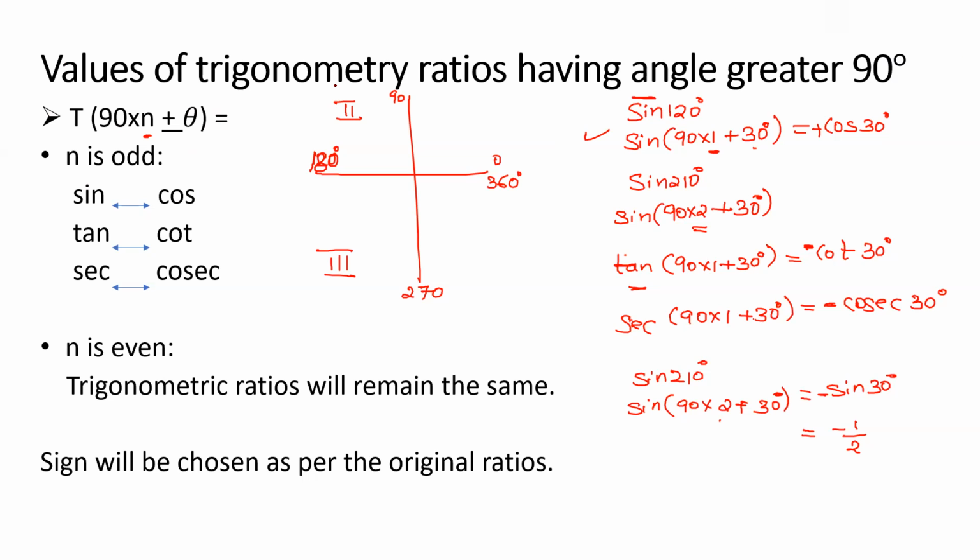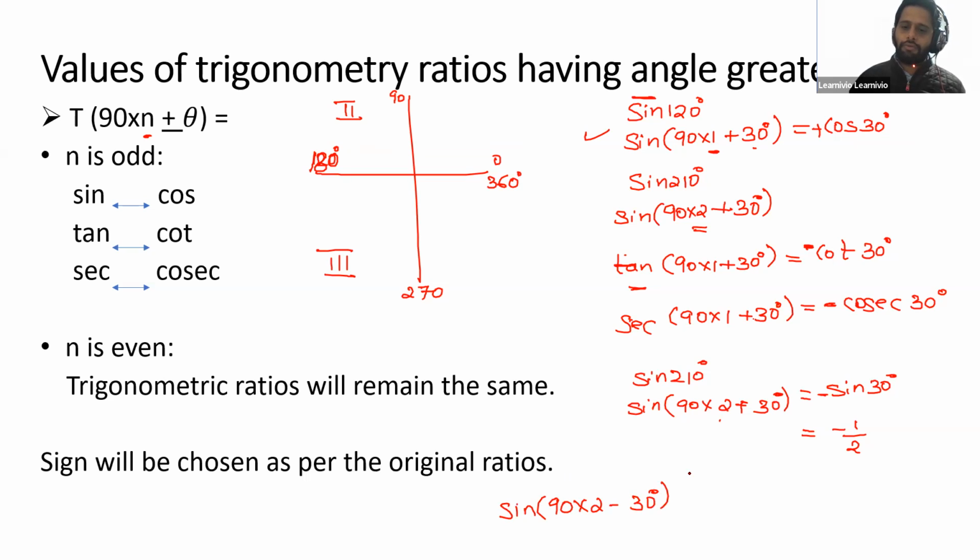Sir, yes, Vishwa. If we have any negative number in place of theta, like if we have 90 into something minus 30 degree, will it cause any difference in our answer? Like, that won't decide the sign, right? Yes. So for example, this one.